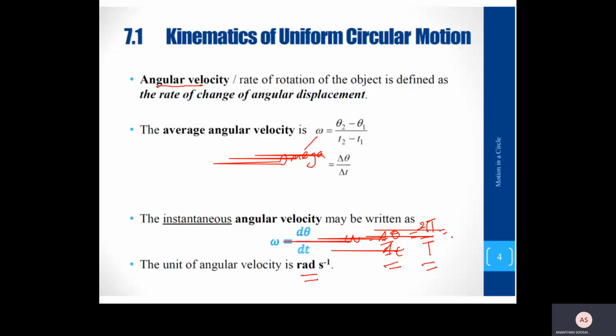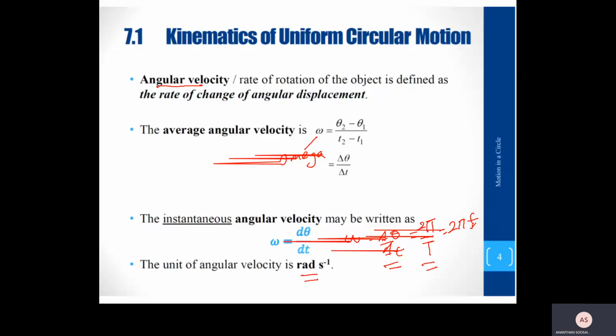And in terms of frequency, what can you write? 1 over T is frequency, right? So 2 pi f is also omega. So 2 pi over T, 2 pi f, theta over t, all give omega. So if you know the period, you can find the angular velocity.